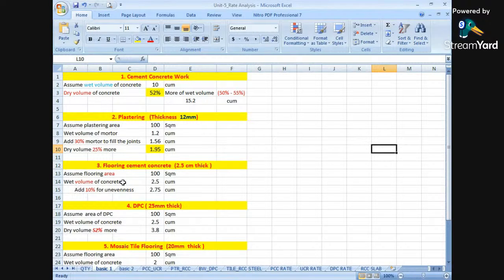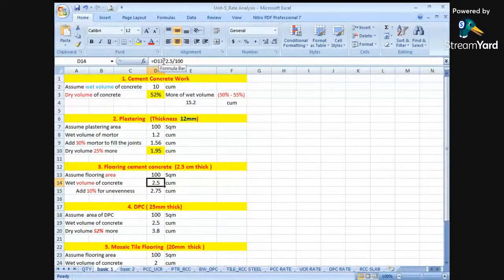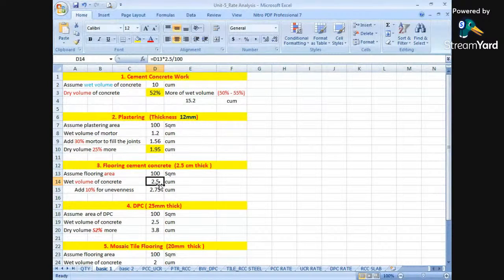So what will be the wet volume of concrete? 100 square meters, so 100 multiplied by 2.5 divided by 100. Why? Because we are converting centimeters into meters. So it comes to be 2.5 cubic meters. Here you can see at the top, 100 multiplied by 2.5 divided by 100, giving 2.5 cubic meters, the quantity of concrete required for flooring.